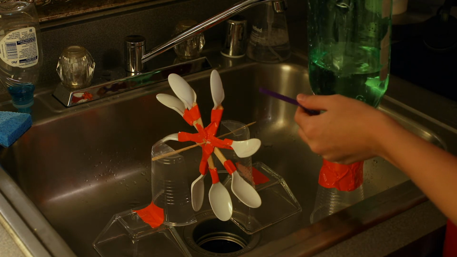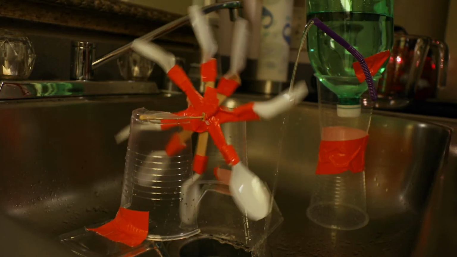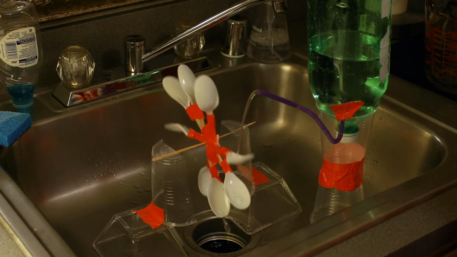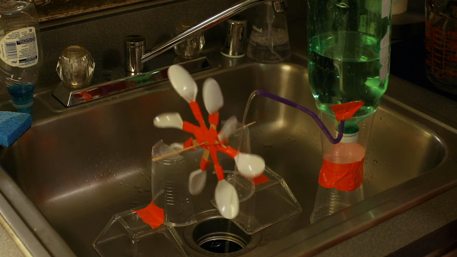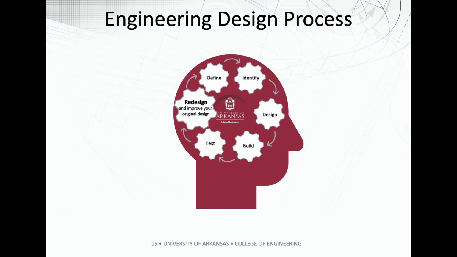Third, fill the open end of the soda bottle. The turbine should start to move when your water passes the straw level. Fourth, check to see how many rotations the water causes on the turbine from a full reservoir in the soda bottle. This brings us to our next engineering design process component, redesign. This is where you improve your original design.